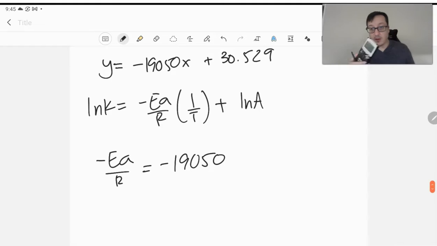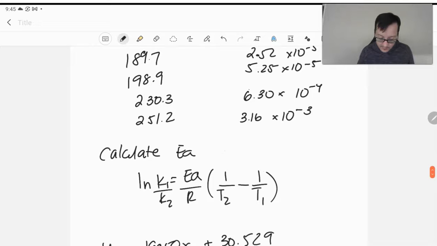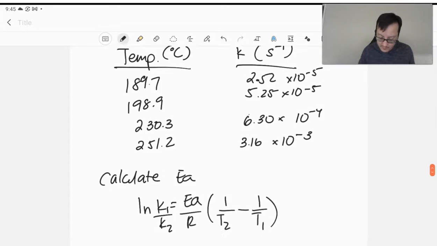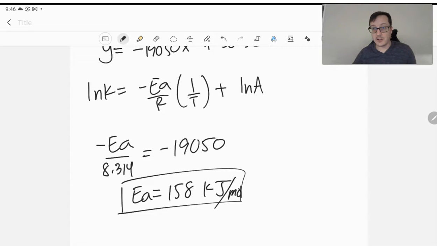So we can go ahead and bust out our calculator. So R, remember, is 8.314. So let's do it. 8.314 times 19,050. We get that the activation energy is going to be 158 kilojoules, we'll say. So let's see, the sig figs, looks like we actually have 3 sig figs for that. So we can keep this. So we now have our activation energy. 158 kilojoules per mole is our activation energy.